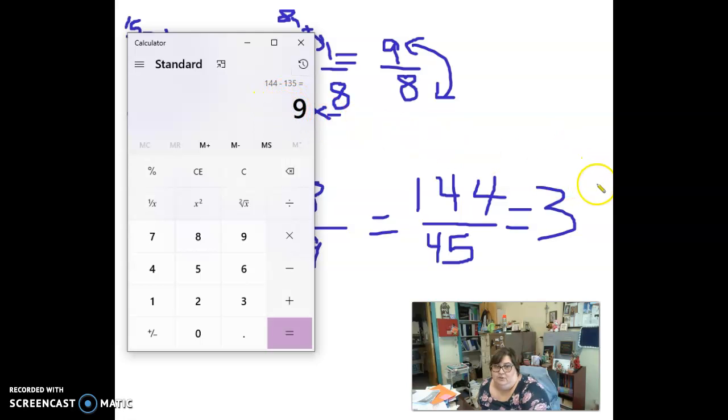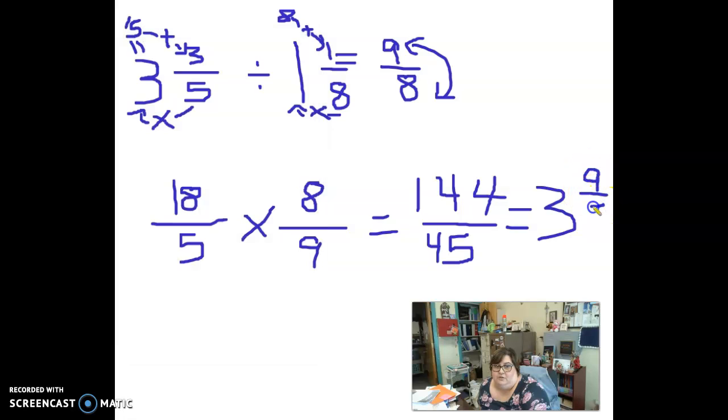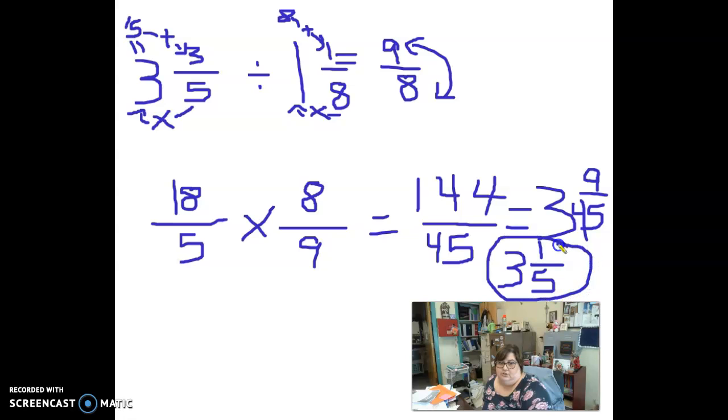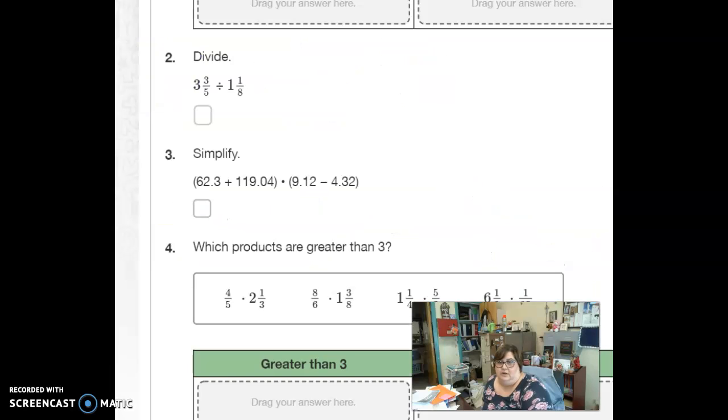So then that would give you 3 and 9 over 45. And then that can be reduced because 9 goes into 9 and 9 goes into 45. So it would be 3 and 9 goes into 9 one time and 9 goes into 45 5 times. So 3 1/5 should be your answer. Okay, so then on your sheet here, you would type into the box 3 1/5.